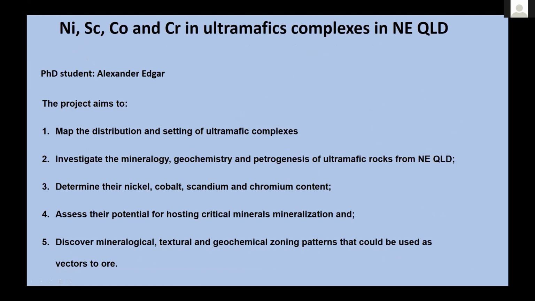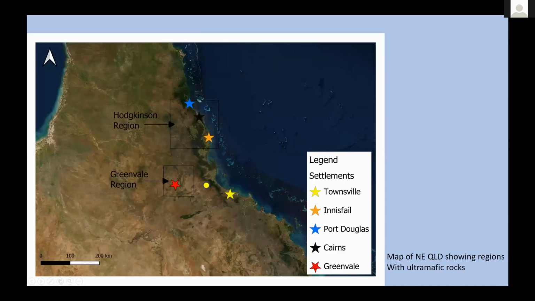His project aim is to map the distribution and setting of ultramafic complexes in Northeast Queensland. I would like to add here that very little to almost nothing is known about the ultramafic complexes in Queensland: where they occur, what their special context is, and how they fit into the tectonics and metallogenetic story of the region. Also to investigate their mineralogy, geochemistry and petrogenesis, determine their nickel, cobalt, scandium, and chromium content, assess their potential for mineralization, and see if we can establish some kind of criteria for exploration for this type of mineralization.